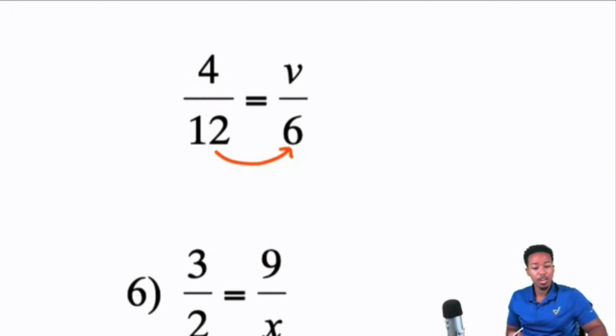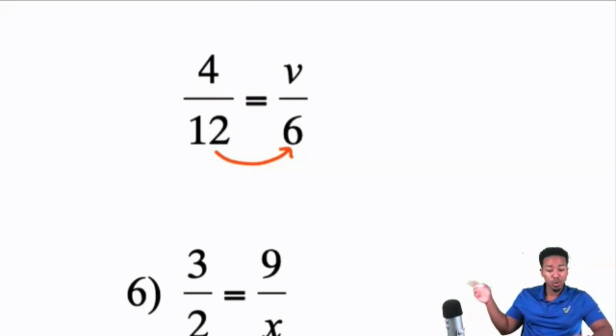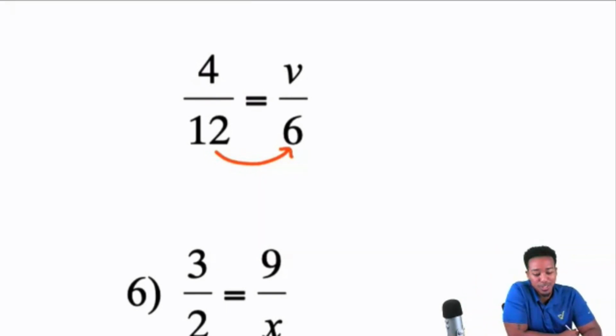So let's go ahead here and let's take a look. So everybody, how do we go from 12 to 6? Don't just say 2. Give me an operation.